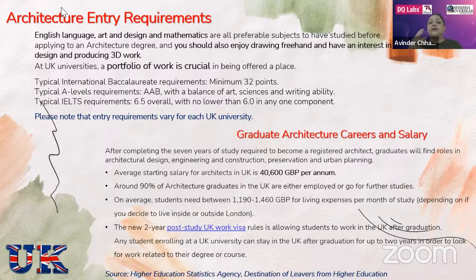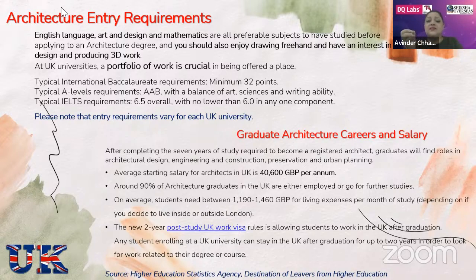And the kind of graduate architecture careers and salary that is there once you finish your architecture courses is like this, after completing the 7 years of study required to become a registered architect. Graduates will find roles in architectural design, engineering and construction, preservation and urban planning, sustainable architecture. The average starting salary would be about 40,600 GBP per annum, as per the latest statistics that we've gathered. And around 90% of architecture graduates in the UK are either employed or go for further studies.